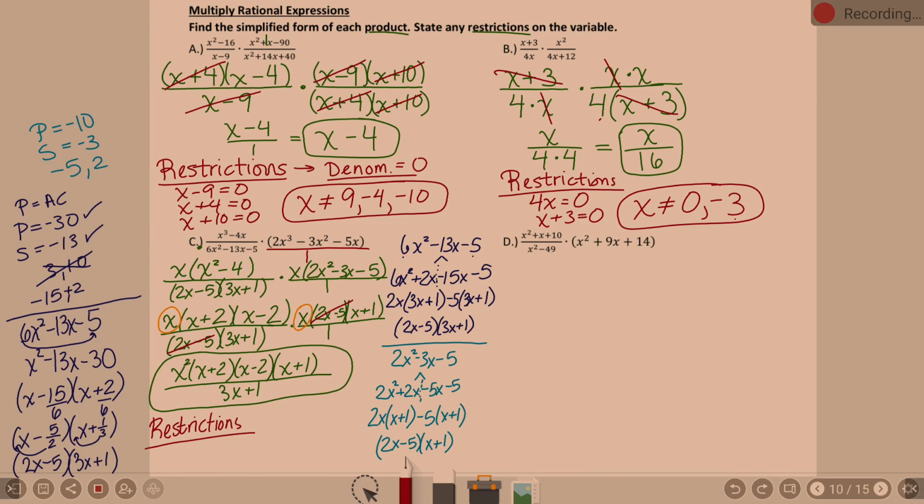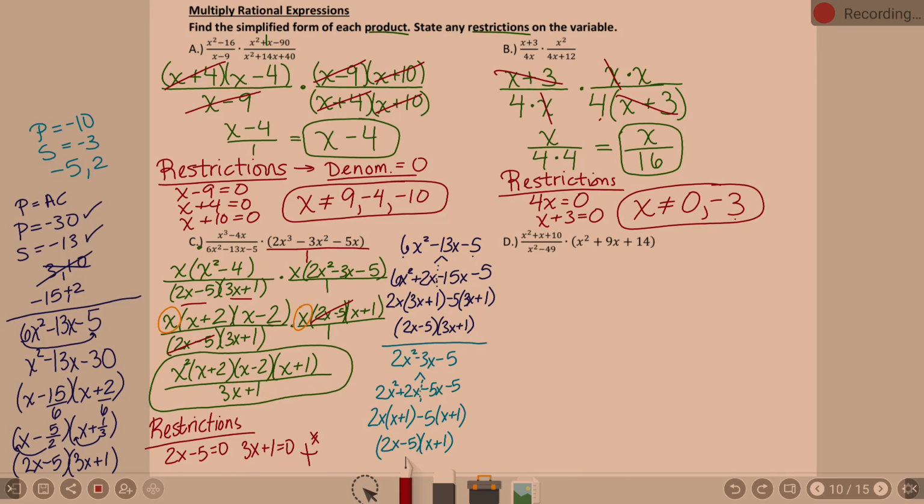Okay, wait, back up. How do we find our restrictions? Denominators. Denominators equal to 0. Anything that was ever in the denominator, yes? 5/2 or -1. Okay, so we have these two denominators. 2x minus 5 equals 0. And 3x plus 1 equals 0. Solve those each.